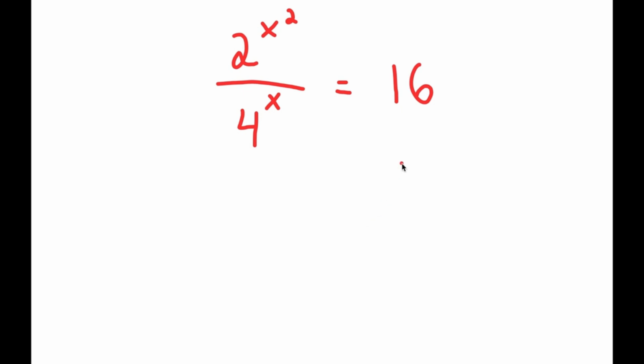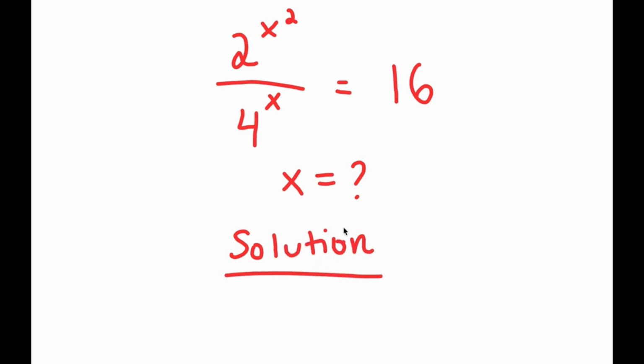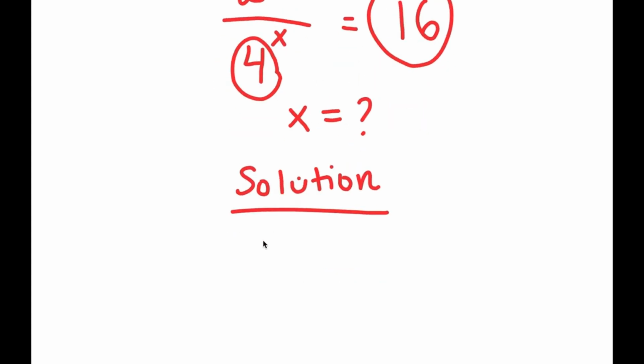Alright, so in this equation, I have 2 to the power of x squared over 4 to the power of x is equal to 16. So I want to find the value of x here. So for my solution, I'm going to start by rewriting 4 as 2 squared and 16 as 2 to the power of 4, so that all my terms are in powers of 2.